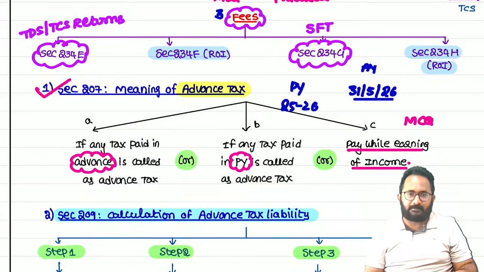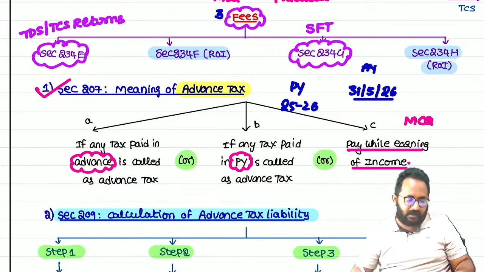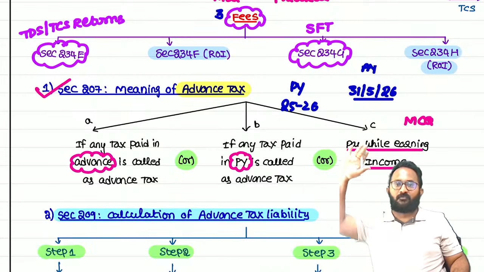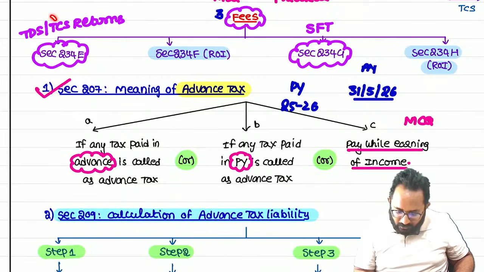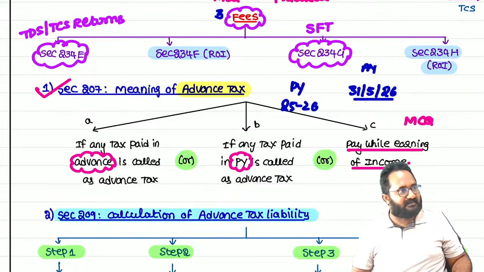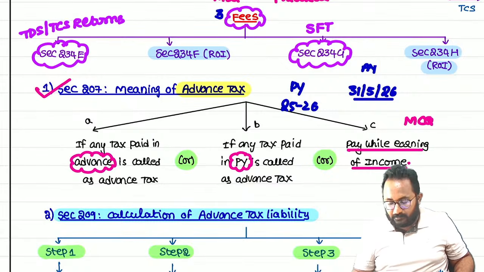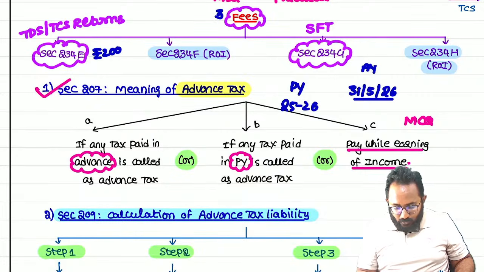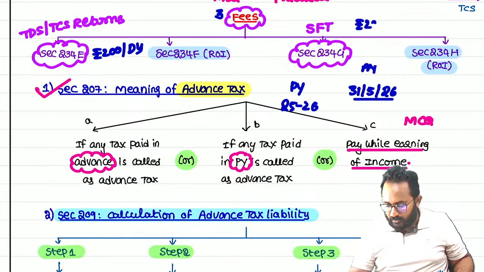If you have not submitted within the due date, every day here also 200. But there is no maximum amount of fees. Here the maximum amount of fees should not exceed TDS or TCS, but in the other one, the maximum they are not telling. How much fees per day? 200 per day. Here also 200 per day. Clear?